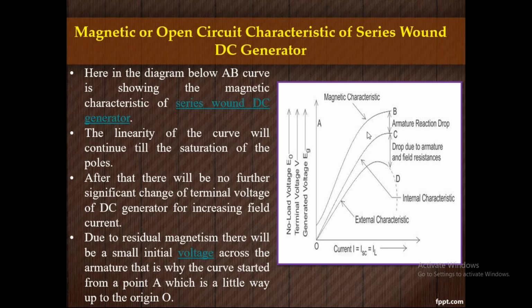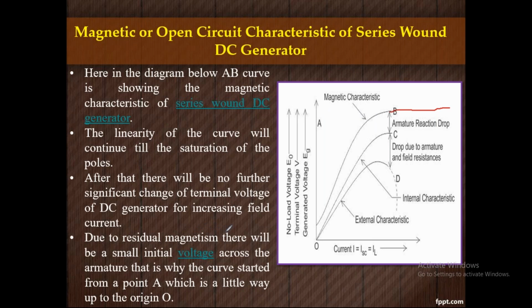While obtaining the open circuit characteristic of a DC series generator, the linearity of the curve will continue till the saturation of the poles. When saturation occurs, and the limit is exceeded, after that it goes to a straight line. Okay na, horizontal వెళ్తుంది. After that there will be no further significant change in the terminal voltage of the DC generator for increasing field current. When saturation occurs, there is no change in the voltage, only the field current changes. So field current change అవుతా ఉంటుంది, that is the line current, and the EMF will be constant.